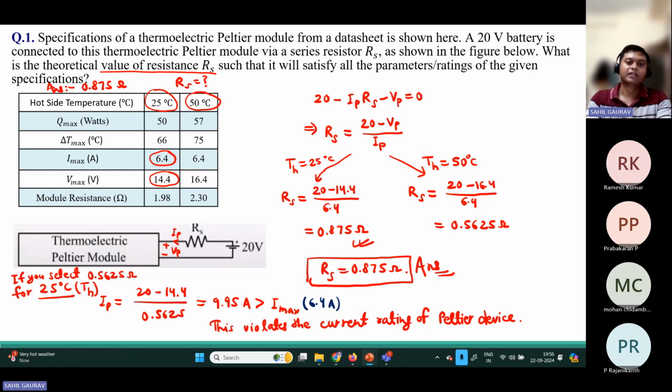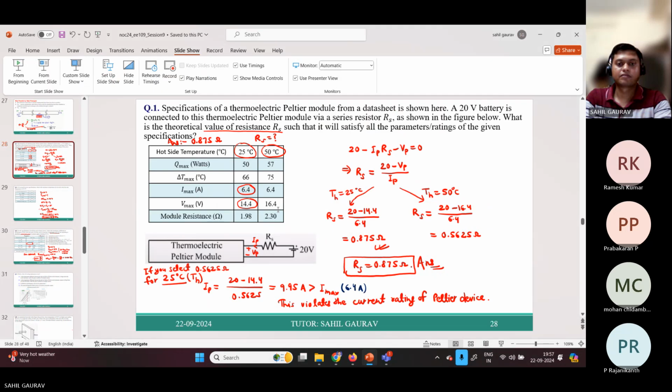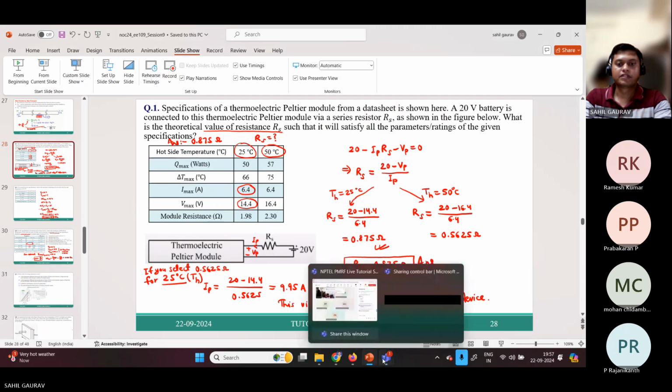It will blow up. So in order to save your Peltier module, you have to select the resistance that will cover the whole range, not only a certain hot temperature value. Right?